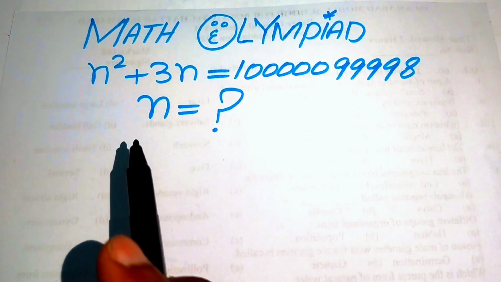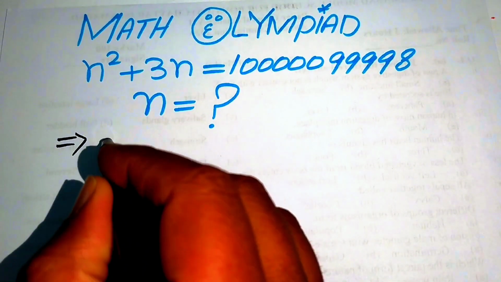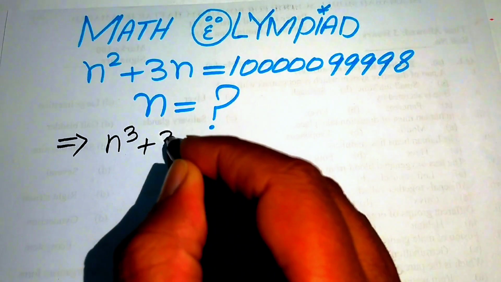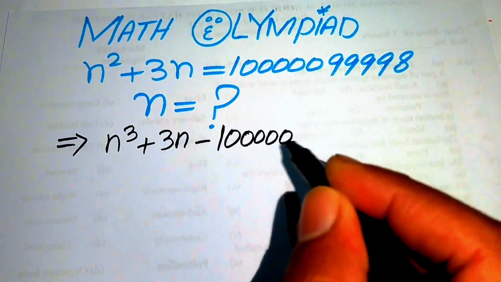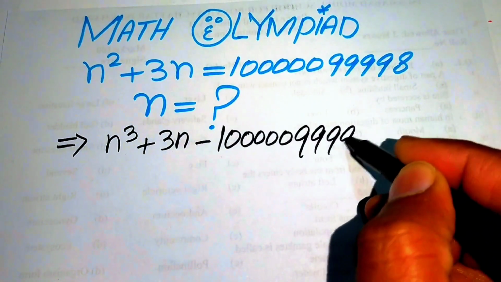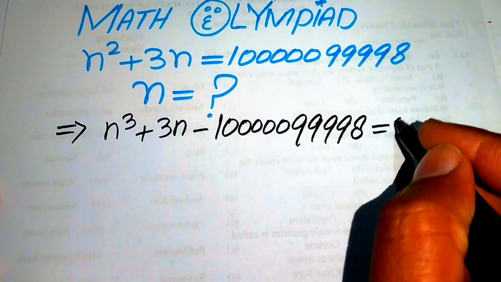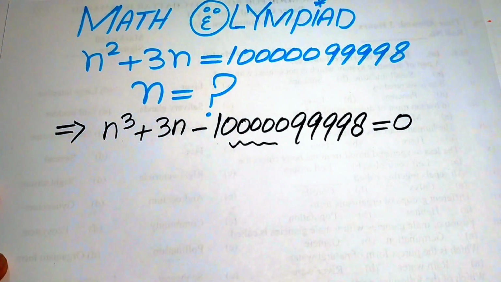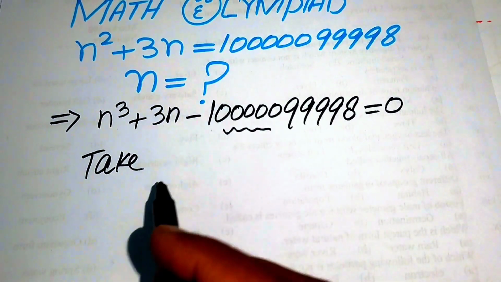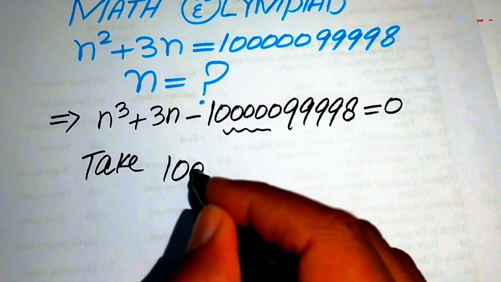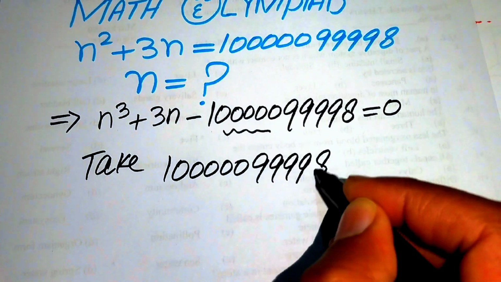The very first thing we are going to do is move this whole number to the left hand side, and here we have n cubed plus 3n minus 1 into 5 times of 0 and 4 times of 9 into 8, and this whole equation equals 0. Now first we focus on this 11 digit number, which is 1 into 50 and 4 9 into 8.